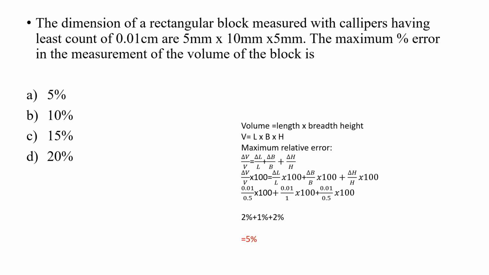I repeat the question. The dimensions of a rectangular block measured with calipers having the least count of 0.01 centimeter are 5 mm, 10 mm and 5 mm. The maximum percentage error in the measurement of the volume of the block is option A, that is 5%.